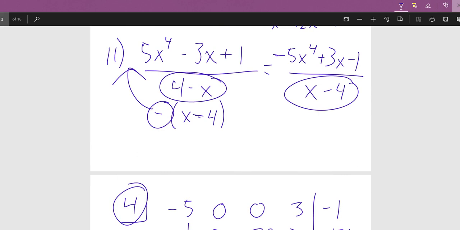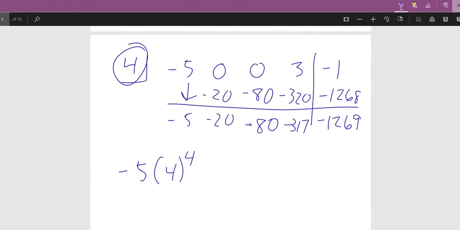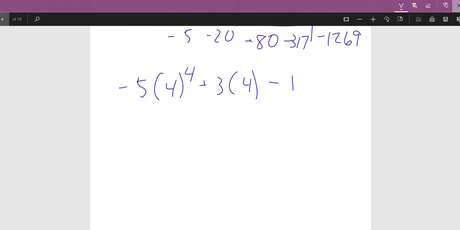So plus 3x minus 1. Okay, so let's see. 4 to the 4th. Whoa, that's 256. So we have -5 times 256 plus 12 minus 1. That would be negative. Oh, I don't want to do it.